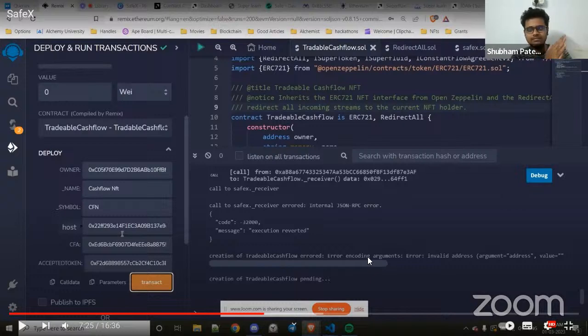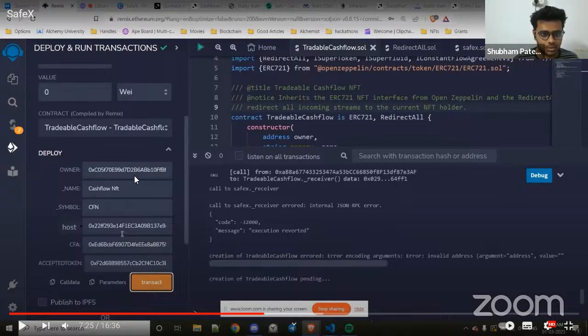So we built SafeX this week. Basically, what SafeX does is let you trade your cash flow NFTs. Let's say there is an employer and you are working under him, and he decides to give you a tradable cash flow NFT as a salary. Your one month salary is $1,000 and you are getting a cash flow NFT of $1,000 per month. But let's say you are in urgent need of emergency funds. You can come to our platform and sell that tradable cash flow NFT to a person and then transfer that NFT to their address.